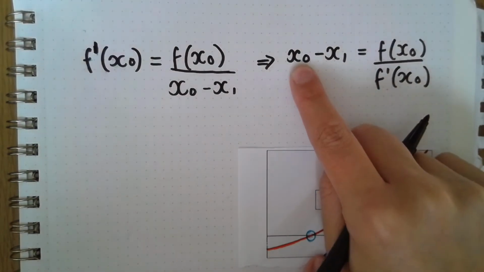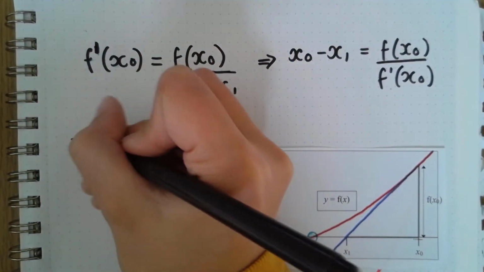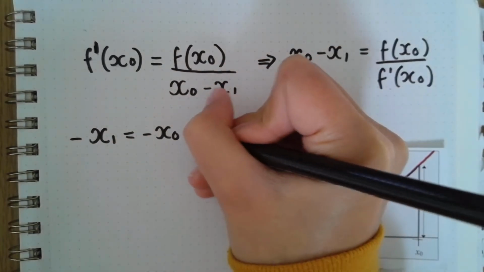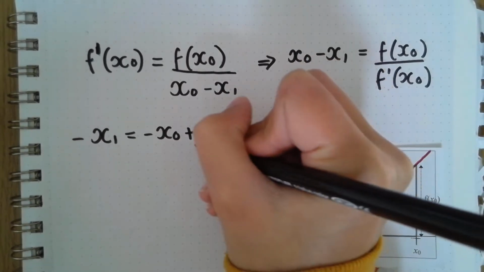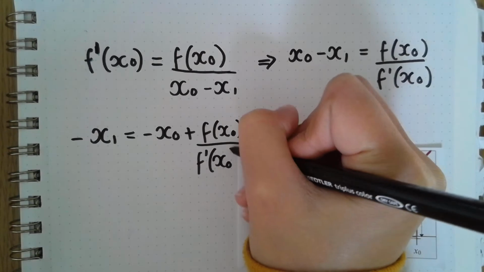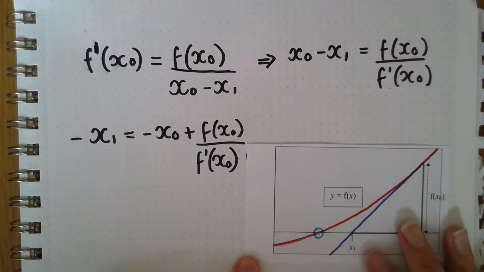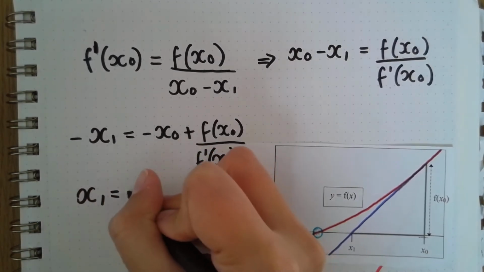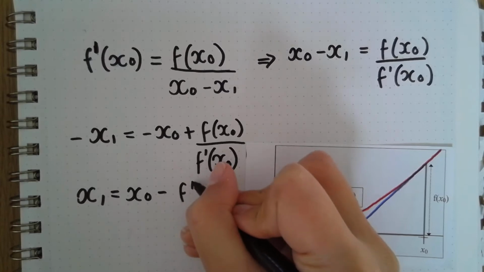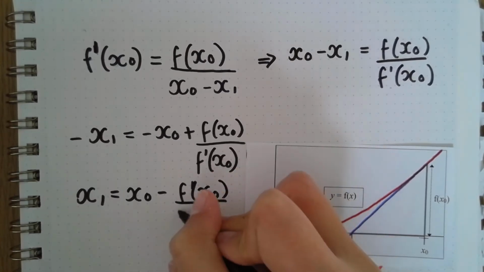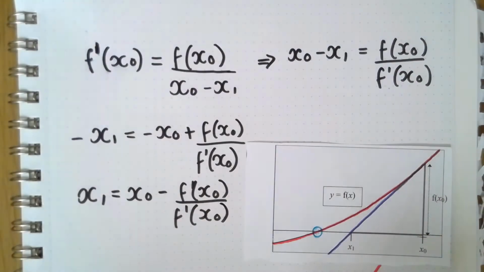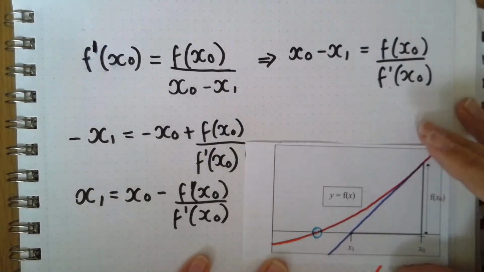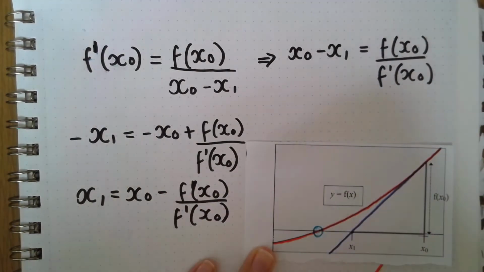Then I'm going to take away x0 from both sides. So it's negative x1 equals negative x0 plus f of x0 over f prime of x0. Then multiply everything by -1, so we get that x1 equals x0 take away f of x0 divided by f prime of x0. So that means I can find this value here where it crosses the x-axis by doing this calculation.